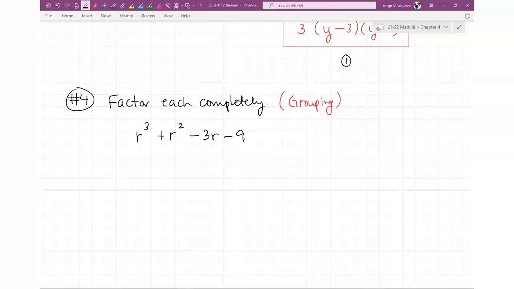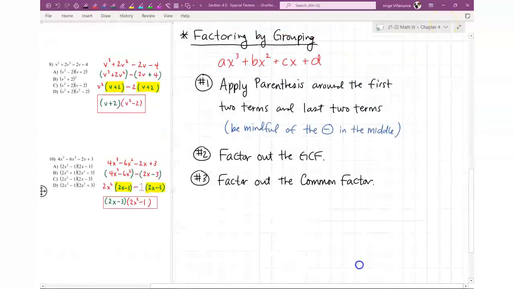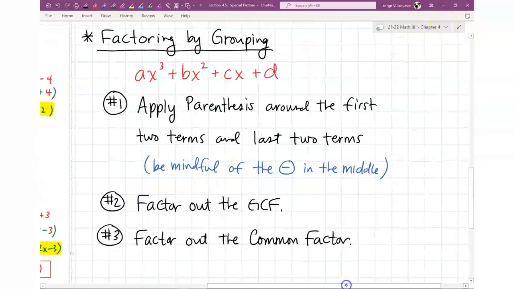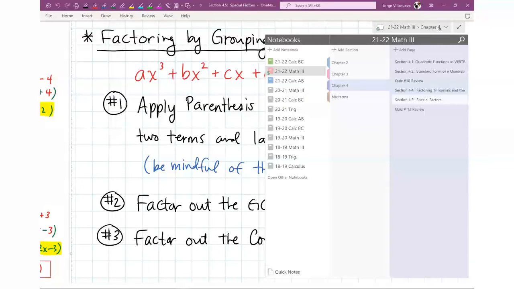So if you look at the steps for this, I just want to remind you guys, this is in section 4.5. Notice these are the steps that you guys are supposed to take, right? So this should already be in your notes. But you're going to apply parentheses around the first 2 terms and last 2 terms. Be mindful of the negative in the middle. You're going to have to switch a sign. Factor out the GCF once you do that, and then factor out what we call the common factor, right? The parenthesis part that should be matching. So I'll show you that.